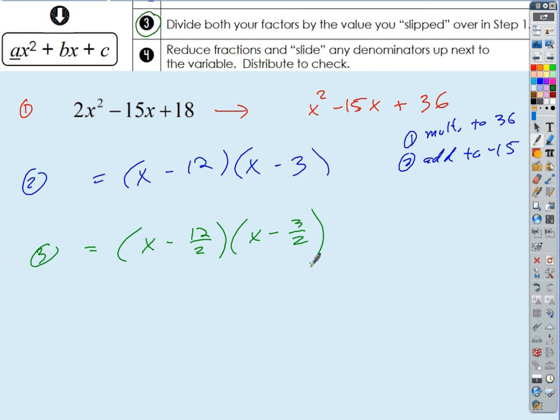and then finally, step 4, we're gonna reduce the fractions if possible, and then if any fractions remain, we're gonna slide the denominator up in front of the x, right? So then step 4, 12 over 2 reduces to what? 6, so I get x minus 6, right, that just becomes 6 over 1. Does 3 over 2 reduce? It doesn't. So then over here, I'm gonna slip that 2 up front, and it becomes a 2x minus 3.